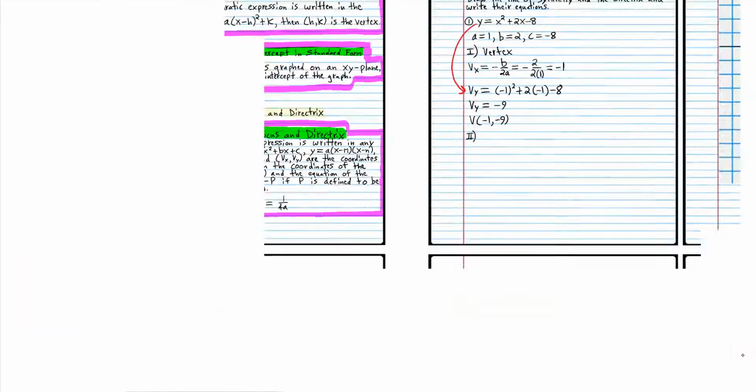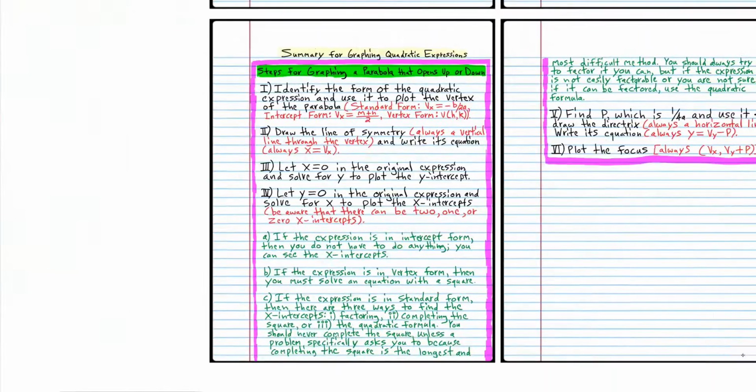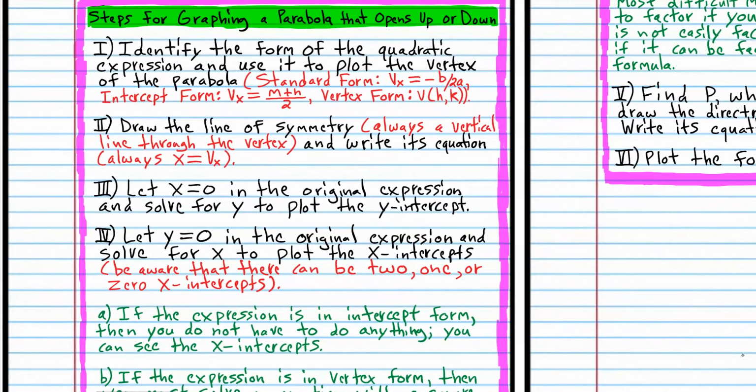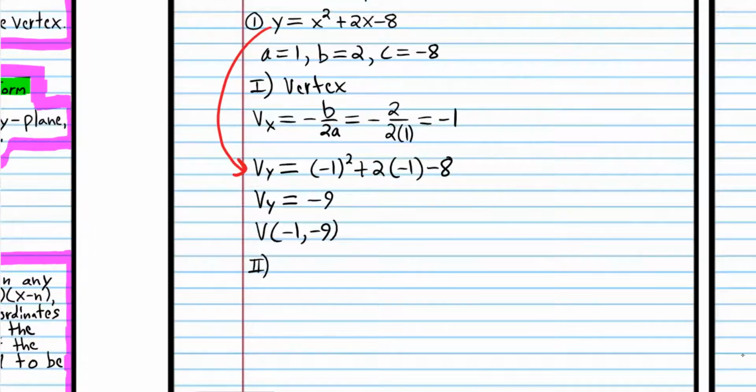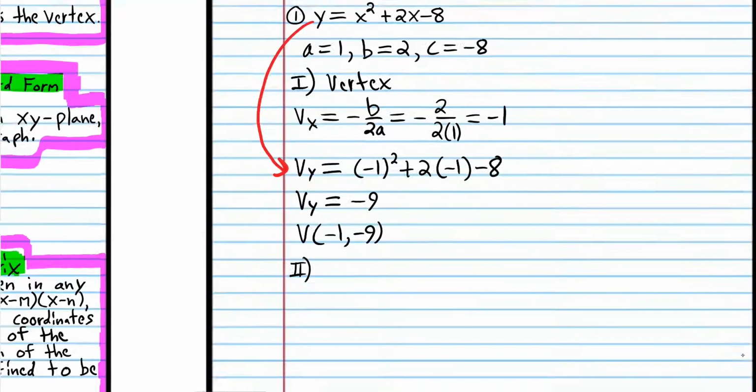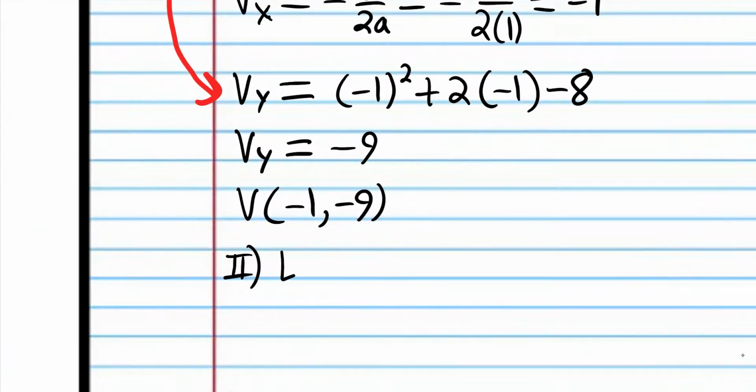Now, if we want to use this particular order, the next step it says here is to draw the line of symmetry. And so the line of symmetry, when you're dealing with parabolas going up and down, that's pretty easy. I'm going to label this step line of symmetry. Line of symmetry is just going to be x is equal to negative 1.